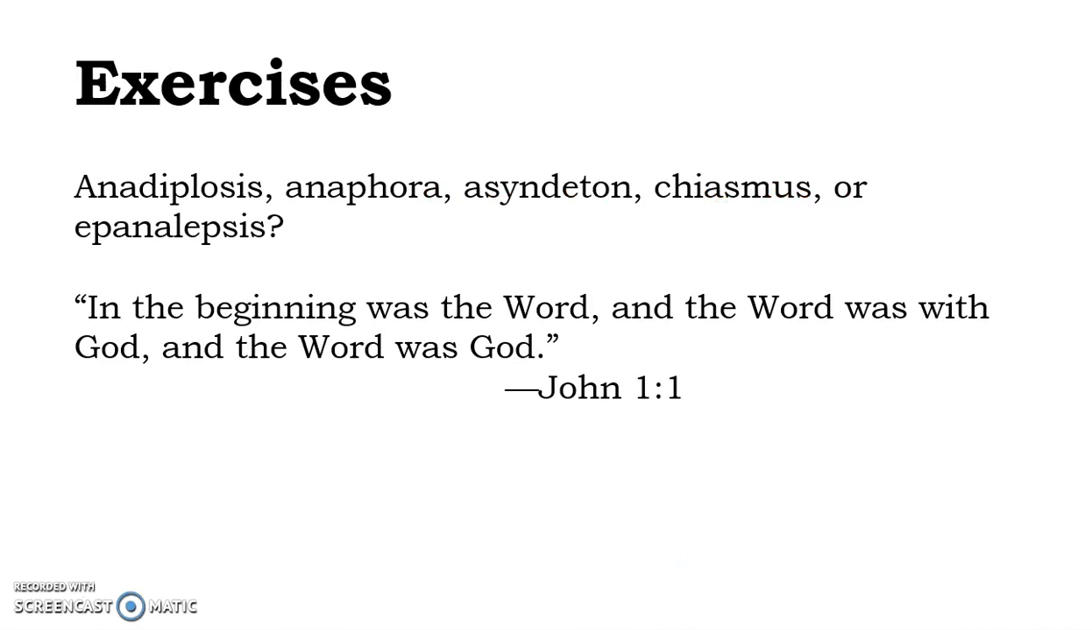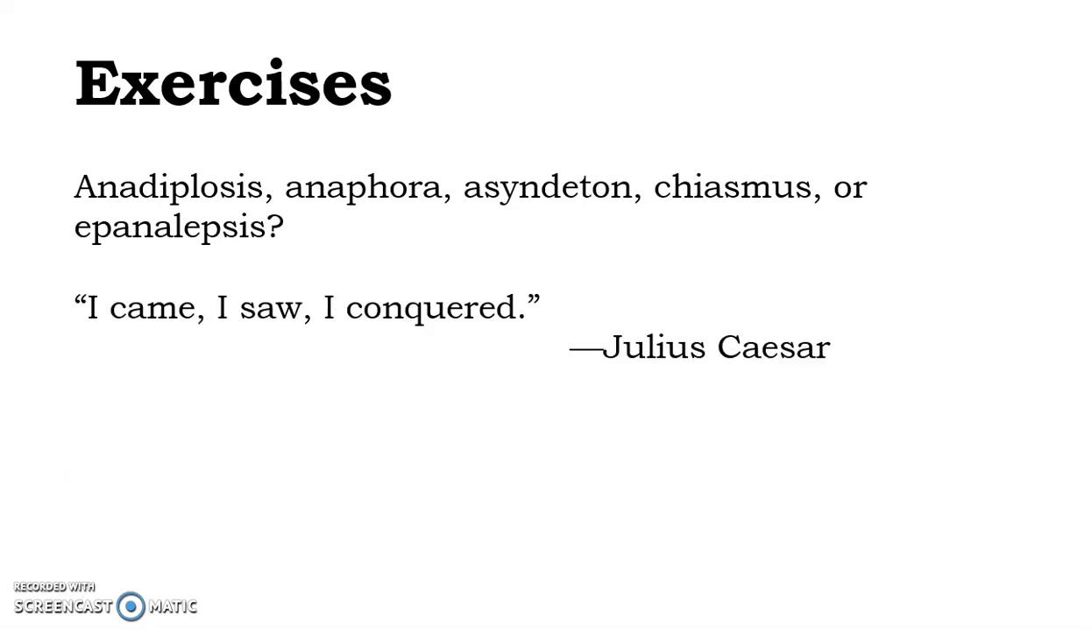Okay, so just like last week, we want to identify which of the schemes a given text represents. John 1:1, in the beginning was the Word, and the Word was with God, and the Word was God. This is an example of anadiplosis, because I'm linking word with word there. The last item in the first clause becomes the first item in the second clause. Anadiplosis. Julius Caesar, I came, I saw, I conquered. An example of, you guessed it, asyndeton.